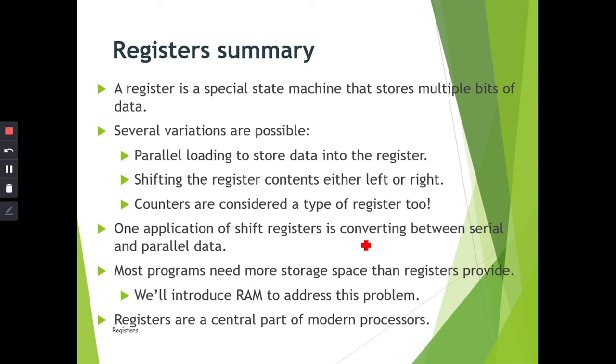One application of a shift register is converting between serial and parallel data. We already discussed the example. When the computer wants to communicate with the outside world, such as a mouse or printer, it has to change the data from parallel to serial. Same goes when the mouse wants to talk to the computer: the data needs to be changed from serial to parallel. Most programs need more storage space than registers provide. So of course we need RAM to support it, because registers are pretty expensive to implement throughout the processor. That's why we support it by having RAM to address this problem.